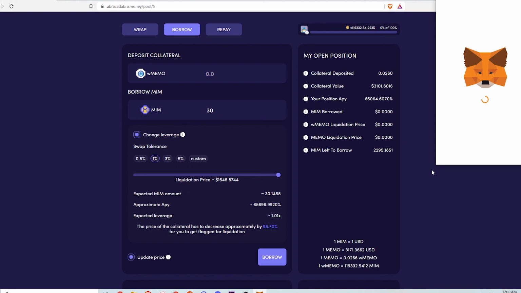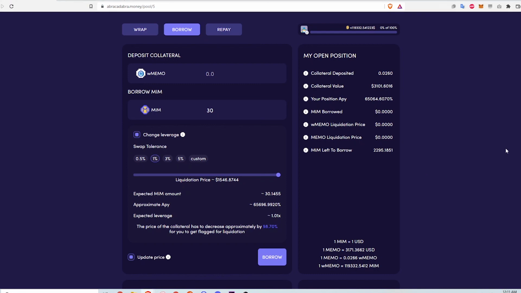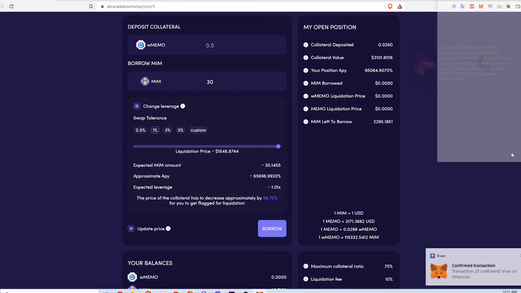MetaMask pops up for me to approve and confirm the transaction. Once everything has gone through, I can refresh the page to see my leveraged yielding position with my increased APY interest rate.